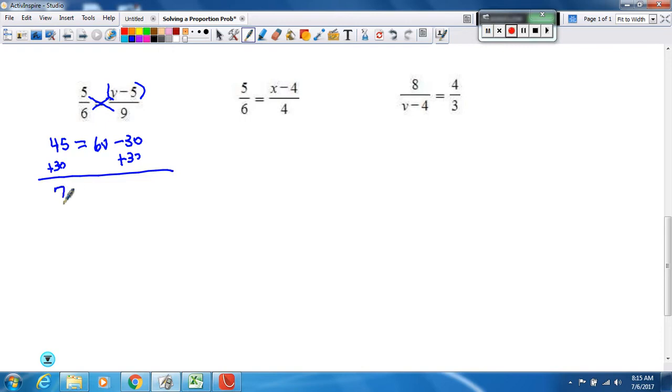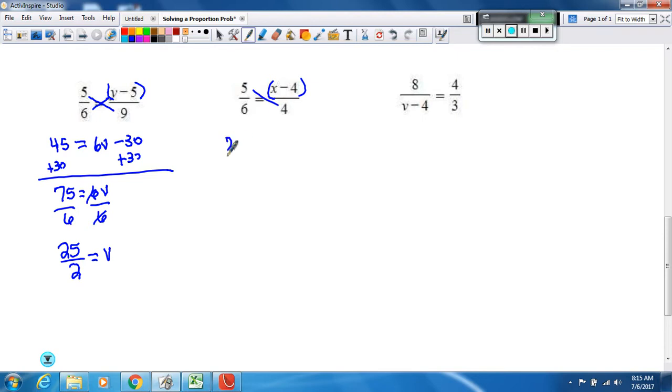So 75 equals 6v. Divide both sides by 6. Now 75 and 6, they can be divided by 3, so you have to do that. So 75 divided by 3 is 25, and 6 divided by 3 is 2. You always have to simplify your fractions. So 25 over 2 is the answer.